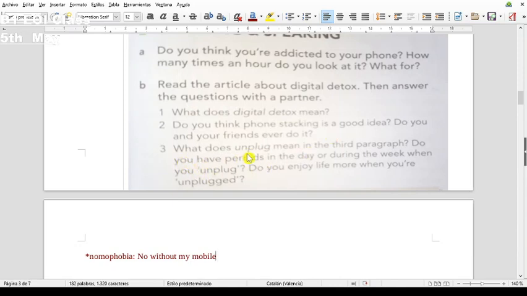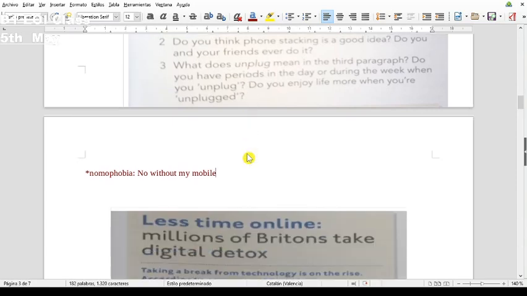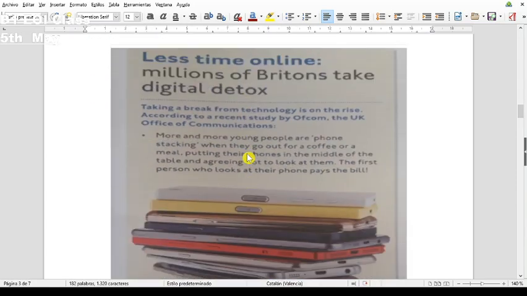And what does unplug? Ja ho hem dit abans, desconnectar, and stop using technology, disconnect, means in the third paragraph. Then, are you ready? Then please pause the video, pareu el vídeo, and read the text. I'm going to read it with you.